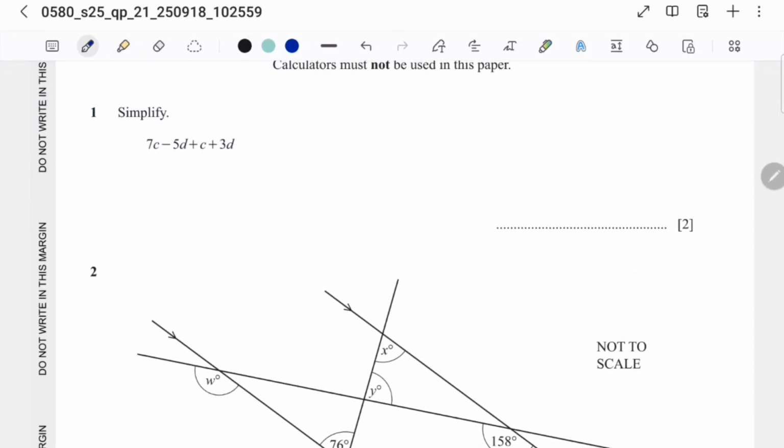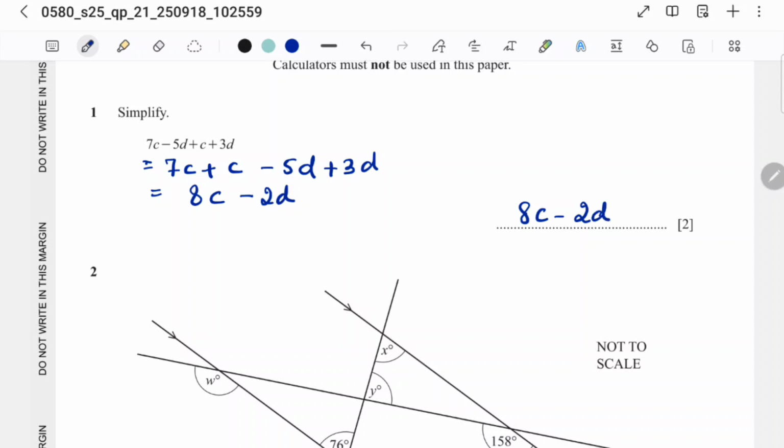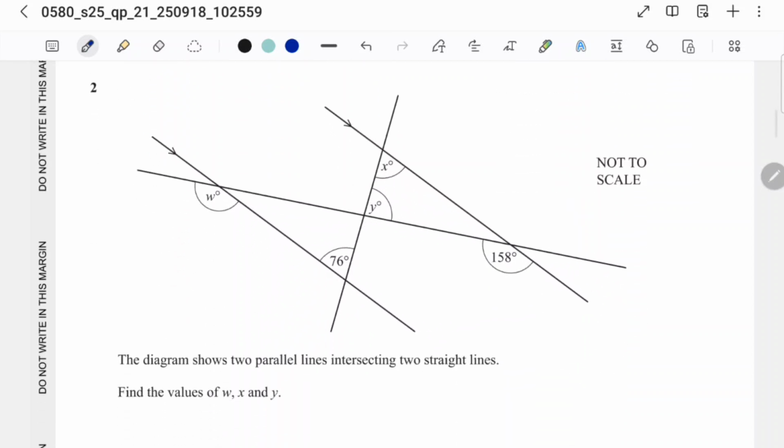Simplify 7c minus 5d plus c plus 3d. So just add all the like terms. That is 7c plus c, and minus 5d plus 3d. Then you will have 7c plus c is 8c, and minus 5d plus 3d, you subtract and write the sign of the greater digit, that is minus 2d. So 8c minus 2d. Now the next question is for unknown angles, which are x, y and w.